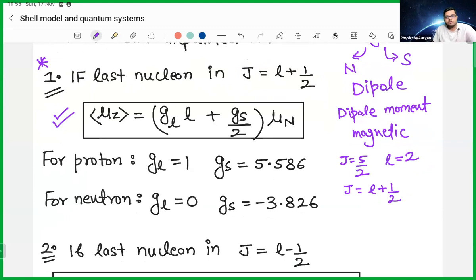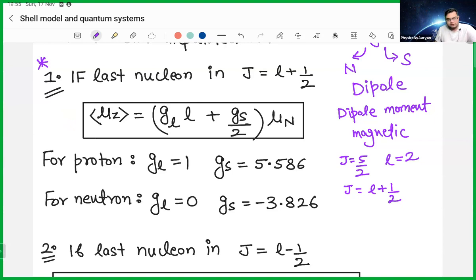What is the formula? The formula is g_L into L plus g_S by 2, into mu_n. Mu_n is the basic unit of nuclear magnetic moment. Basically, you can say it is the magnetic moment of one nucleon. For example, the Bohr magneton we use in atomic physics. In this, we don't use the Bohr magneton; we use the nuclear magneton. So this is the basic unit in which we define our magnetic moment. So the formula we have to use is g_L into L plus g_S by 2.